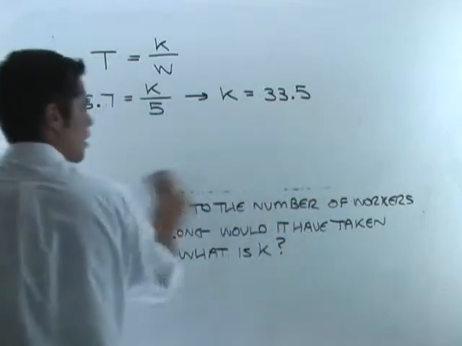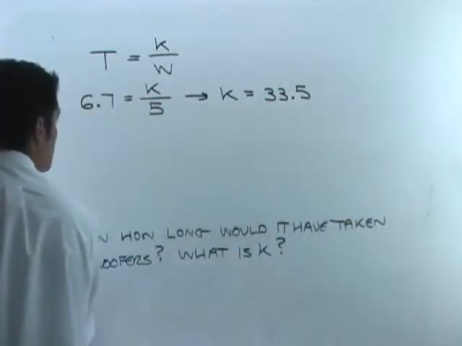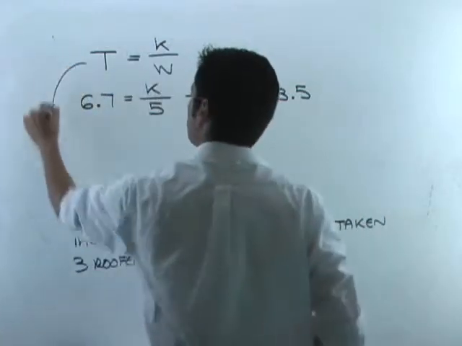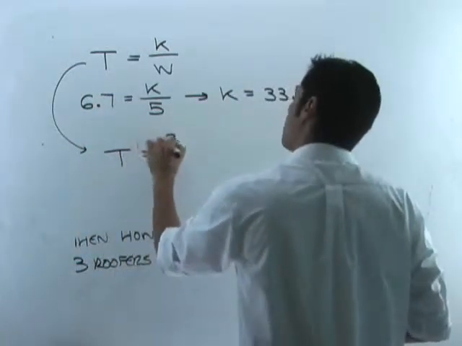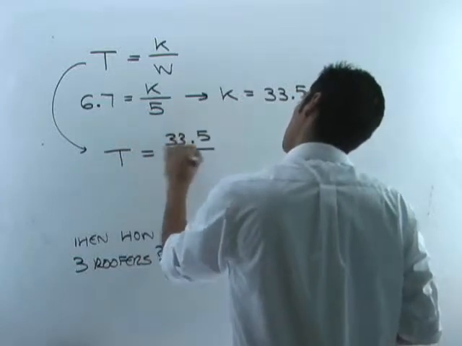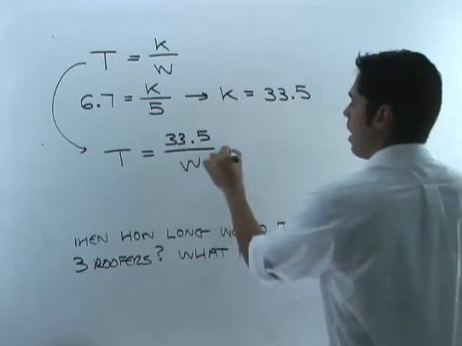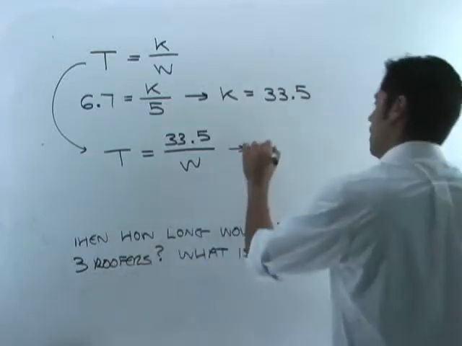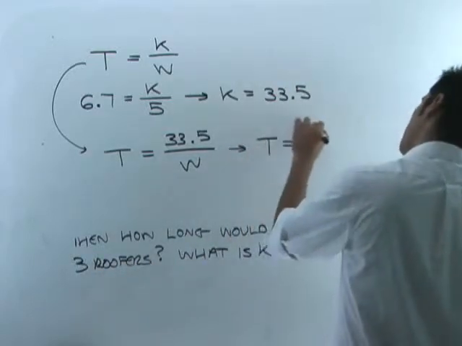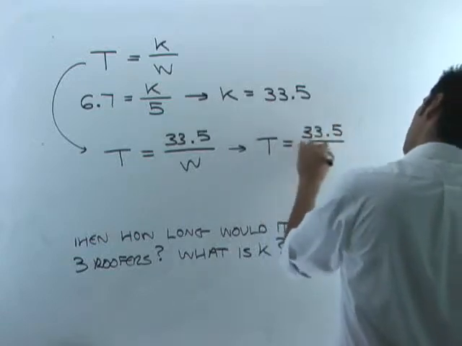So with 3 workers, since I know what k is, I'm going to go back to my original inverse variation. I'm going to replace k with 33.5. And now using this, I can go ahead and replace my w, the number of workers, with 3. So t will be equal to 33.5 over 3.